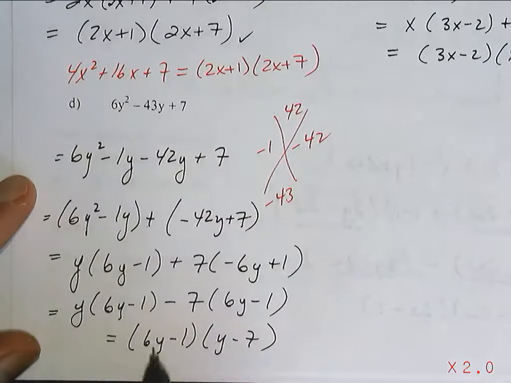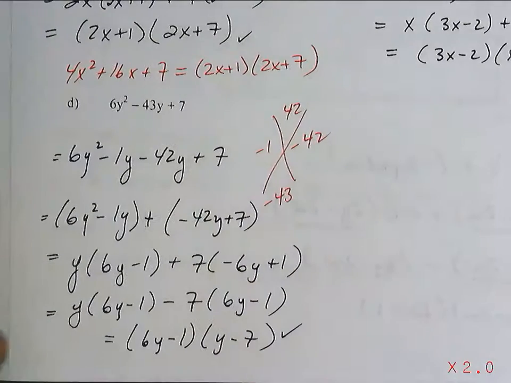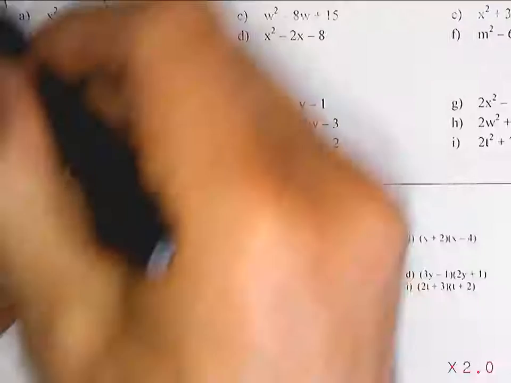Let's check it. 6y times y is 6y squared. I'm going to get negative 42y. Negative 1 more y is negative 43y. Plus 7. It works. And we are done the lesson, which means that you are going to go on and you're going to do this up here, please.